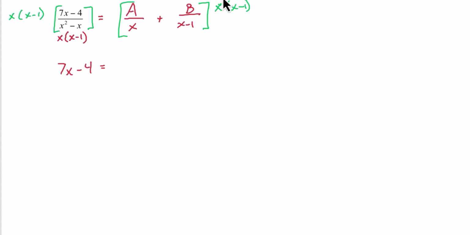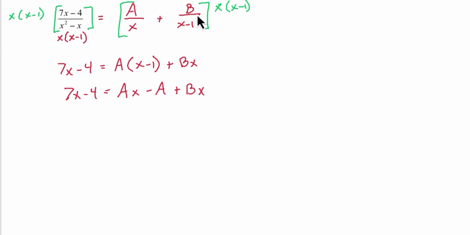Then on the right side, we'll distribute the LCD. When we distribute with the first fraction, the x's go away, leaving us with A times x minus 1. When we distribute the LCD with the second fraction, notice that x minus 1 is going to go away, leaving us with Bx. Next, we want to distribute the A to remove those parentheses. So we'll copy the left side, and distributing the A, we get Ax minus A plus Bx.